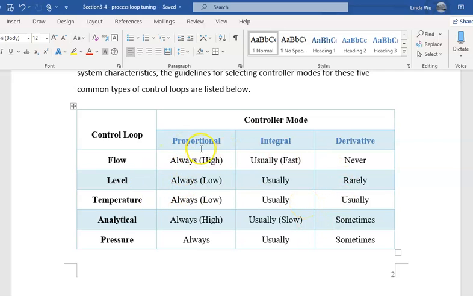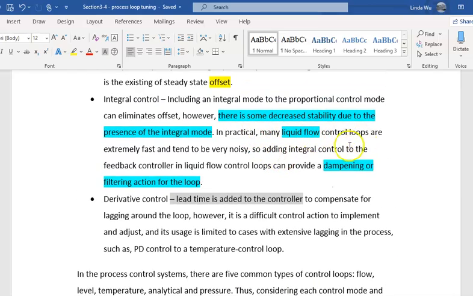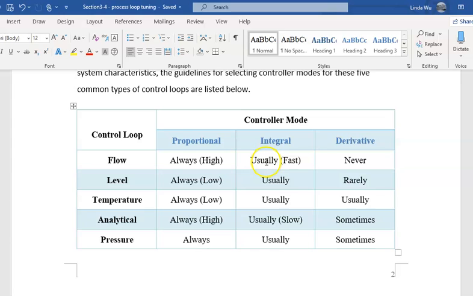This one is basically giving the summary. Proportional control will always be in this control scheme. For flow control and level control, mostly we have a liquid flow in, and because we talk about a liquid flow, it is very noisy and it will change quickly. So derivative is hardly used for this type of control, but integral control is generally used for flow control, because we want to get some damping or filtering action for the loop. So that's the integral control.